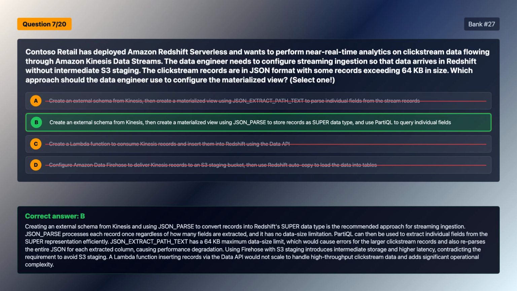JSON extract path text has a 64 KB maximum data size limit, which would cause errors for the larger clickstream records, and also reparses the entire JSON for each extracted column, causing performance degradation. Using Firehose with S3 staging introduces intermediate storage and higher latency, contradicting the requirement to avoid S3 staging. A Lambda function inserting records via the data API would not scale to handle high-throughput clickstream data and adds significant operational complexity.